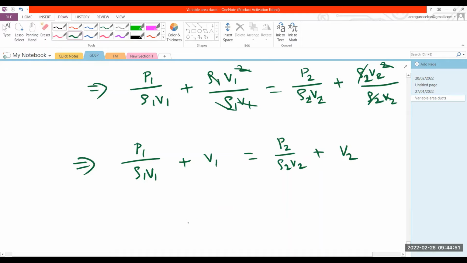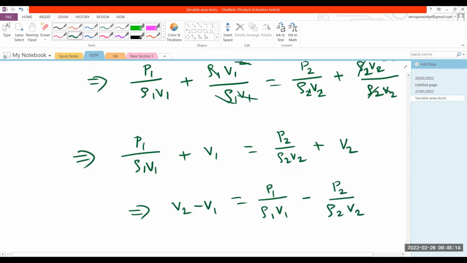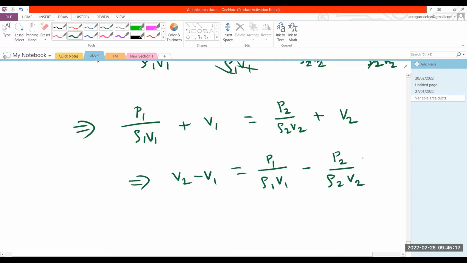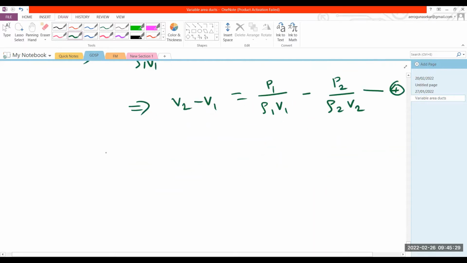Further, we can simplify this as V2 minus V1 equal to P1 by rho 1 V1 minus P2 by rho 2 V2. I take this as equation number 4, and further I have to write one more thing.